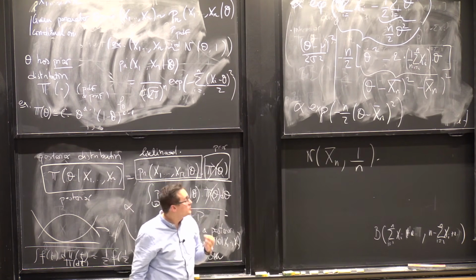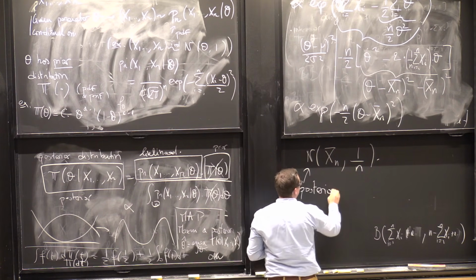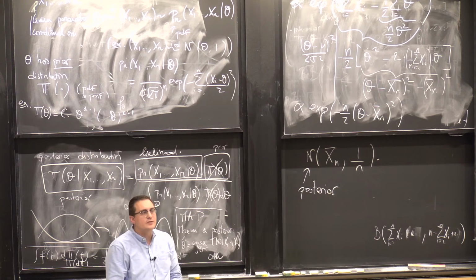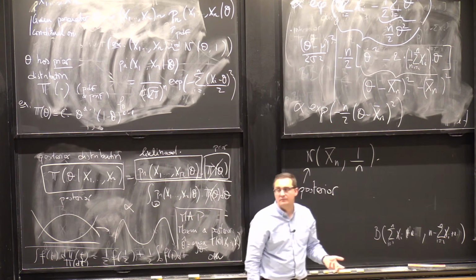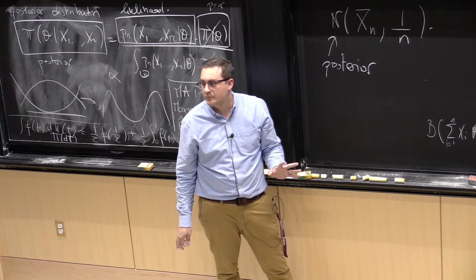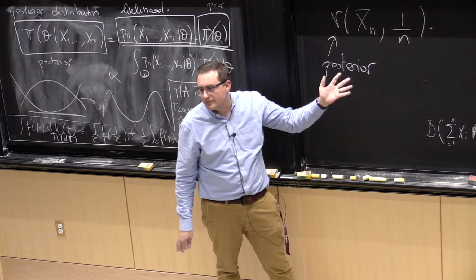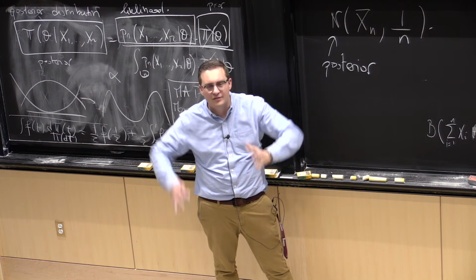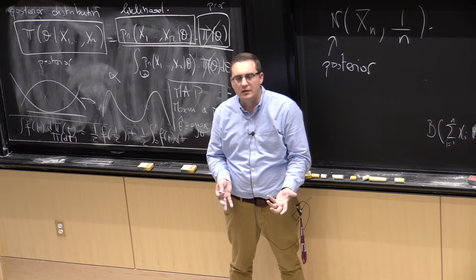OK? So the posterior distribution is a Gaussian centered at the average of my observations, and with variance 1 over n. OK? Everybody's with me? So just why I'm saying this, I mean, it was the output of some computation, but it sort of makes sense, right? It's really telling me that the more observations I have, the more concentrated this posterior is. Concentrated around what? Well, around this xn bar.